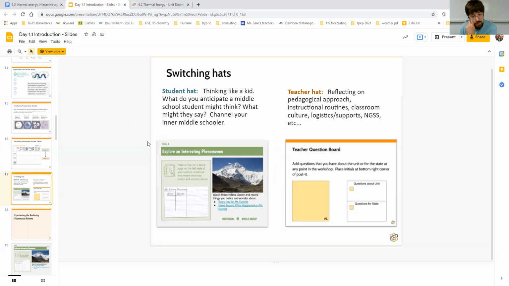So it's important to think about this lesson from those two perspectives. Sometimes when we think only in teacher hat, we have this expert blindness where we forget what it's like to be a novice learner of this new science content. We know it so well and we learned it so long ago, we forget what that experience was like. So try to get out of your own head and think like a middle school student every once in a while when looking at these units for the first time.